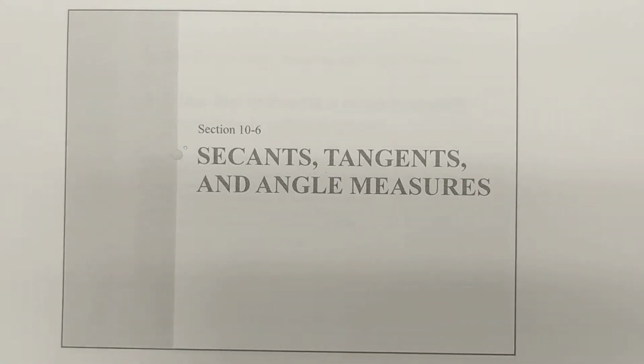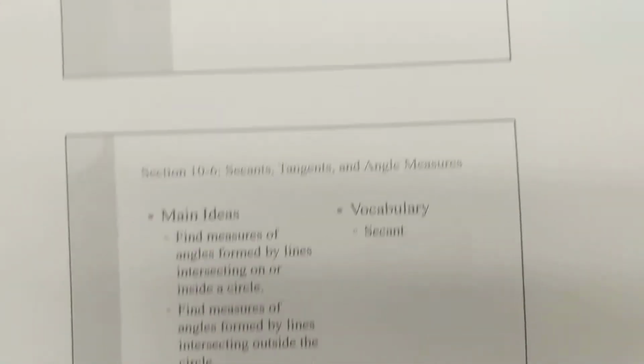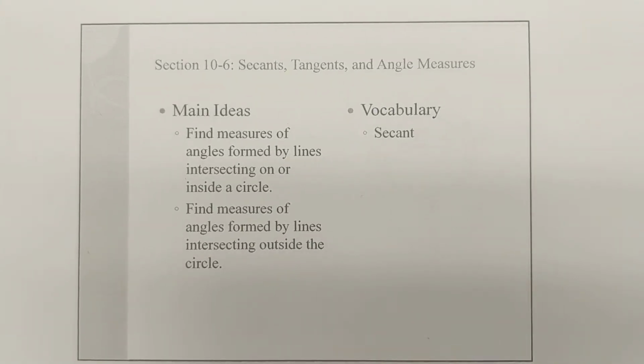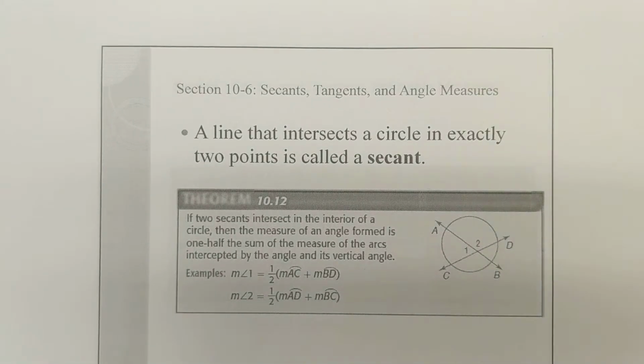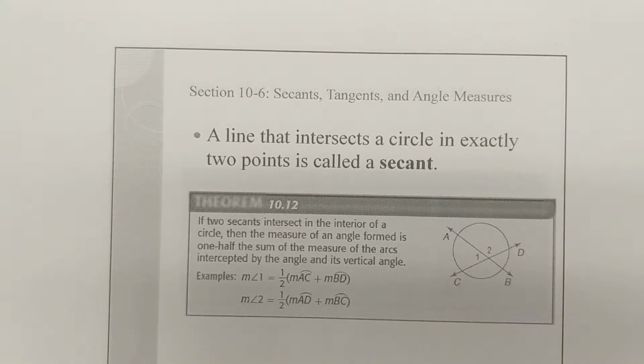Okay, here we have the notes for section 10.6, secants, tangents, and angle measure. So there's our main ideas and vocab. Only one new vocab word this time, secant. A secant is a line that intersects a circle in exactly 2 points. So a tangent touches at 1, a secant touches at 2.